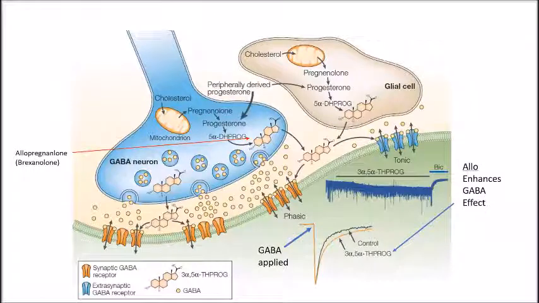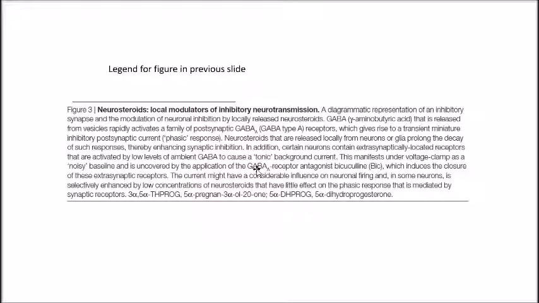Now, what exactly does allopregnanolone do from a chemical perspective? So again, here you see the neurosteroid. When it is released from the neuron, from the GABA neurons, it modulates the GABA receptors and enhances their effect, such that you potentiate the GABA, or the inhibitory effect, in GABA neurons. Again, this is the legend for the previous figure. I'll be sending you the PowerPoint and you can read that at your leisure.